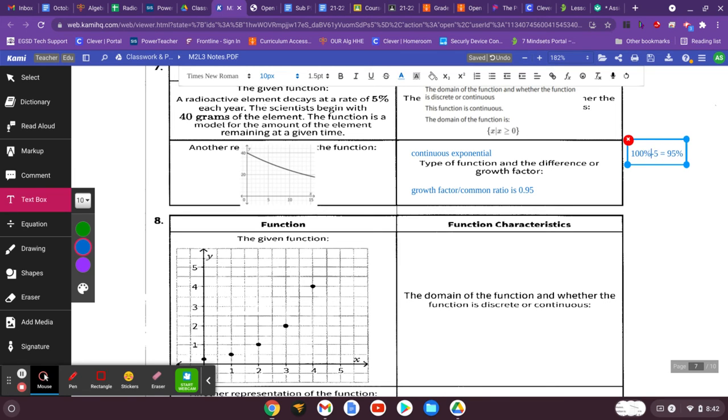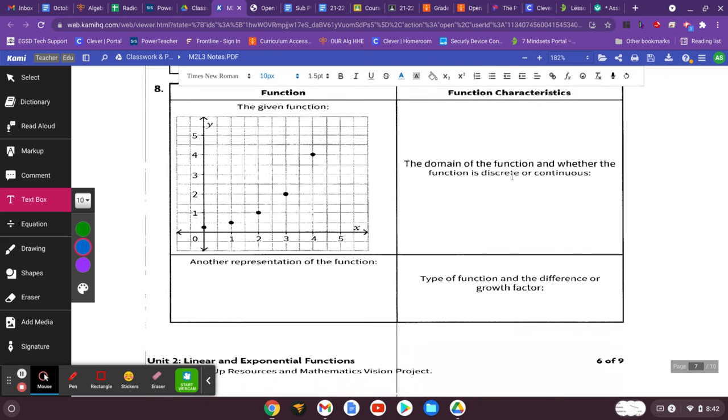So 100% minus 5% is going to be 95%. And that's how you write the percent as a decimal. All right, number 8. Go for it. Pause.